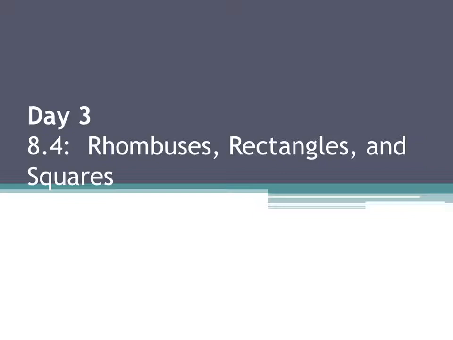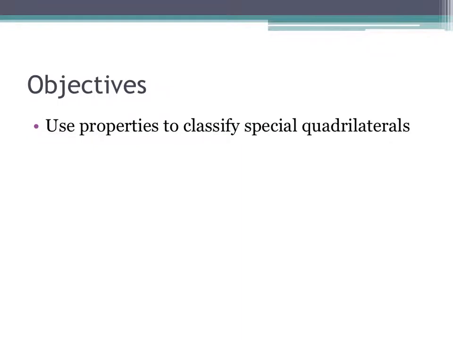Today we are going to be talking about the properties of rhombuses, rectangles, and squares. So we're going to use properties to classify special quadrilaterals. We're going to learn all the properties of rhombuses, all the properties of rectangles, and all the properties of squares. So you should have your property card out and then also your notes.